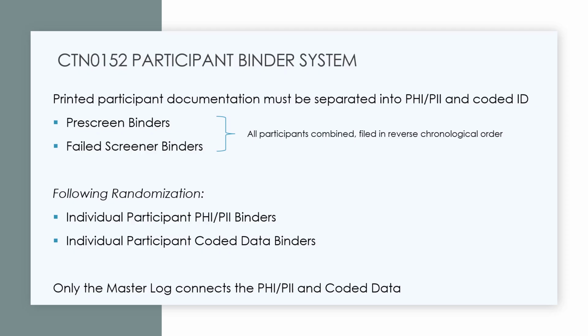Once randomized, each participant will have their own individual PHI and coded data binders. The Master Enrollment Log is the only place where participant PHI or PII and coded IDs should appear together, and that log should be securely stored away from the binders.